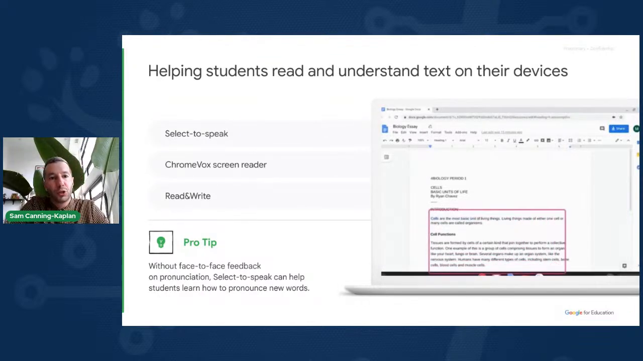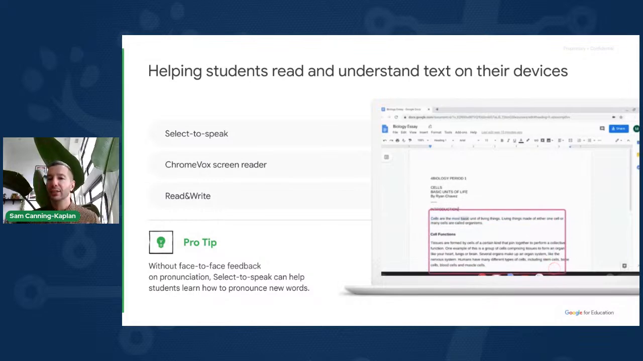Another couple of tools that can help students read and understand text on their devices are things like select to speak. These are all built into Chromebooks and built into the tools that we have. So with this, you're able to highlight any text on a website, in a Google Doc, you name it, and your Chromebook or computer will actually read that out to you. So I think that's really helpful.